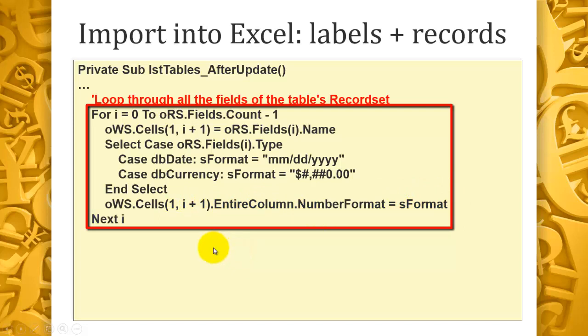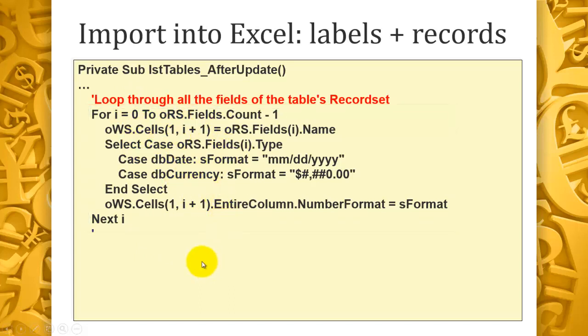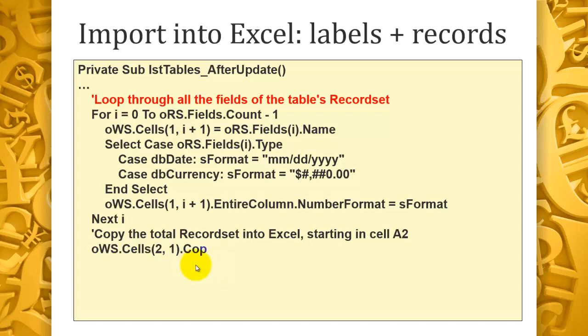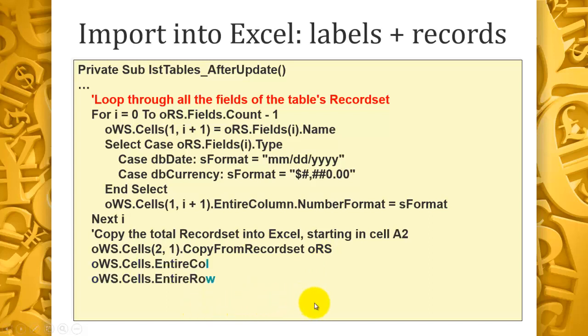We close the loop, so it keeps running from 0 to 1, etc., as many fields as you have, minus 1. We copy the total record set into Excel, starting in cell A2. A1 has the labels, B1 has the labels. So we start in A2. So starting in cells 2,1, which is cell A2, we copy from the record set, which is object ORS, the record set from Access. We auto-fit the entire column of every cell, the entire row, so things fit nicely.